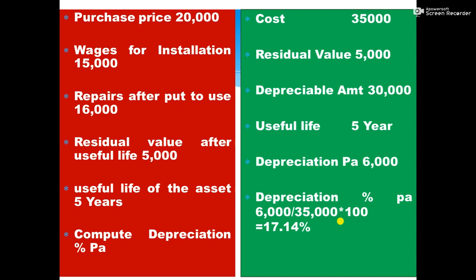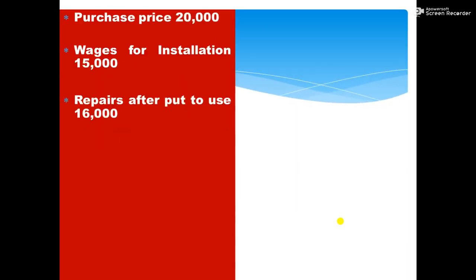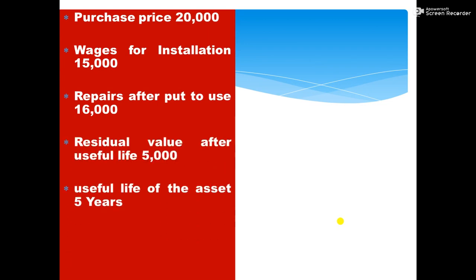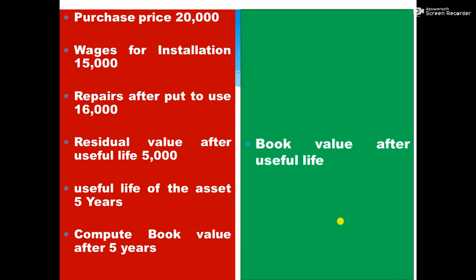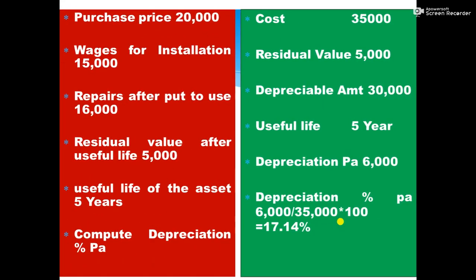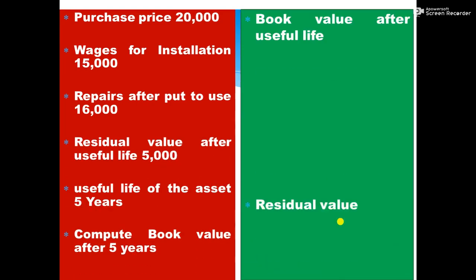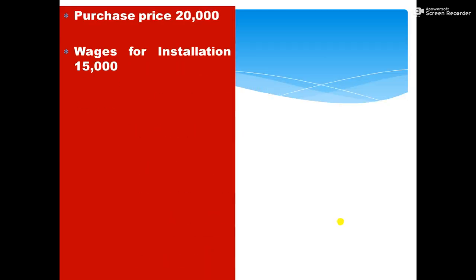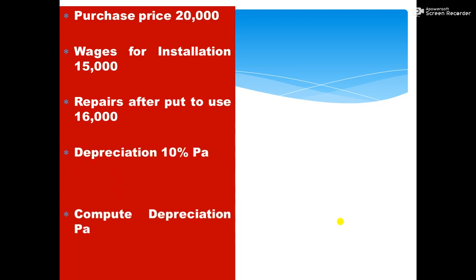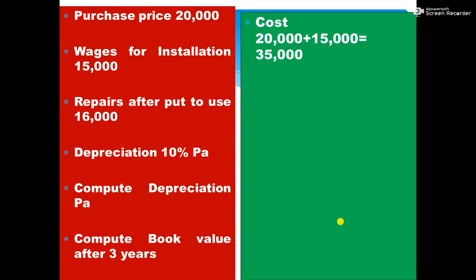Purchase price 20,000, wages for installation 15,000, repairs after put to use 16,000, depreciation percentage 10% per annum. Compute depreciation per annum and compute book value after 3 years. In this question, depreciation percentage is given. If depreciation percentage is given, apply that percentage on the cost of the asset. We know the cost of the asset, purchase price plus wages for installation, that is 35,000. So depreciation per annum 35,000 into 10%, that is 3,500.